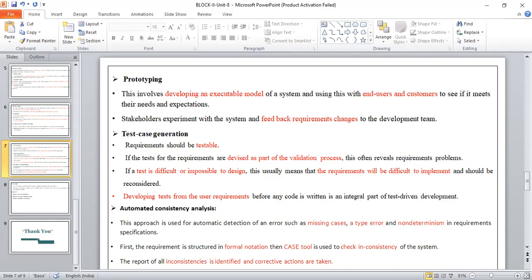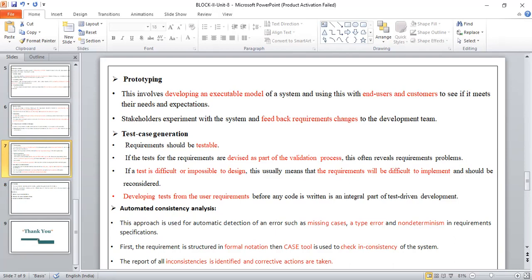The next one is developing tests from the user requirements. We are not only checking whether the requirements can be implemented or are impossible to implement by using the test cases. We are also going to check whether the requirement is satisfying the user needs. Therefore, the test is also applied for that. This is done before any code is written, as part of test-driven development.